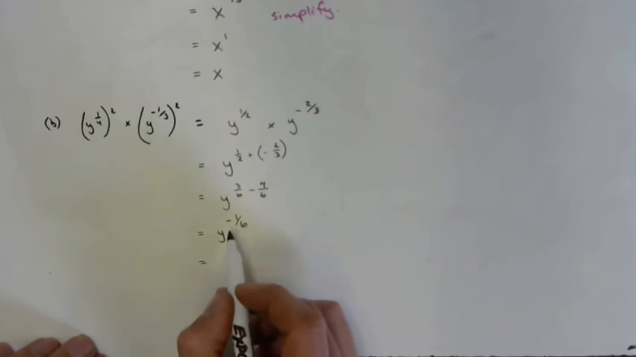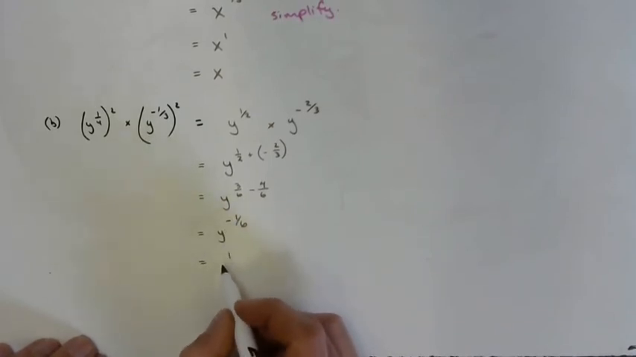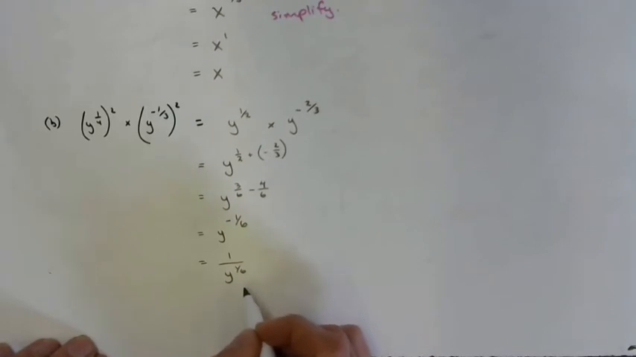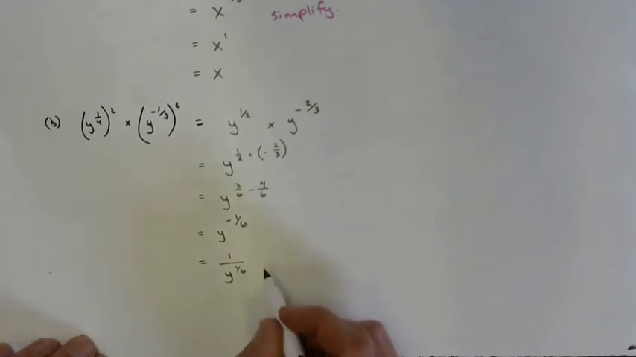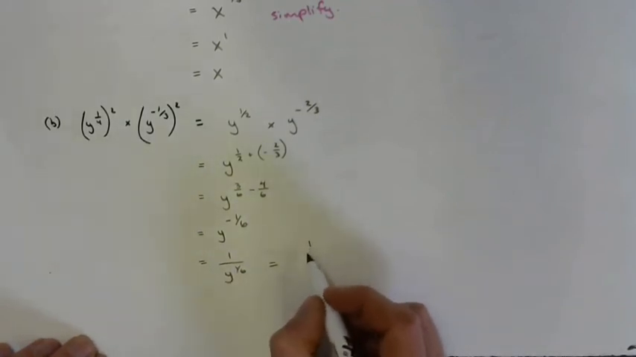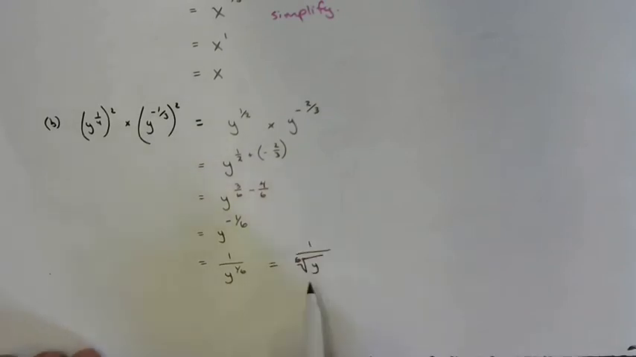And now I think, okay, I have a negative exponent. That flips it into the denominator. So I have 1 over y to the power of 1/6. And y to the power of 1/6 is the 6th root of y. This is a good enough final answer, okay, as it is. But you could also write it like this. Doesn't really help you, but these are the same expressions.